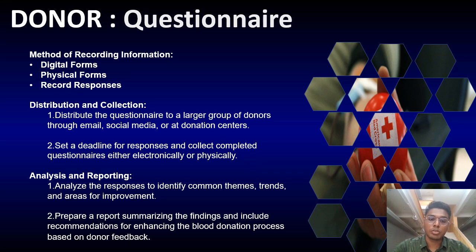The technique is to distribute the questionnaire to a large group of donors through email, social media, or the donation center. So let's say for digital formats, we can spread it through email and social media such as WhatsApp and so on.